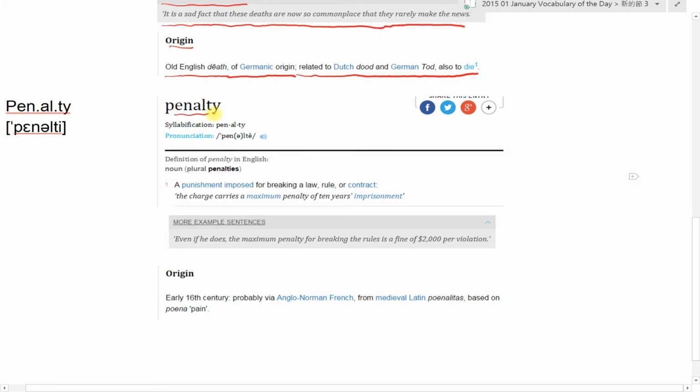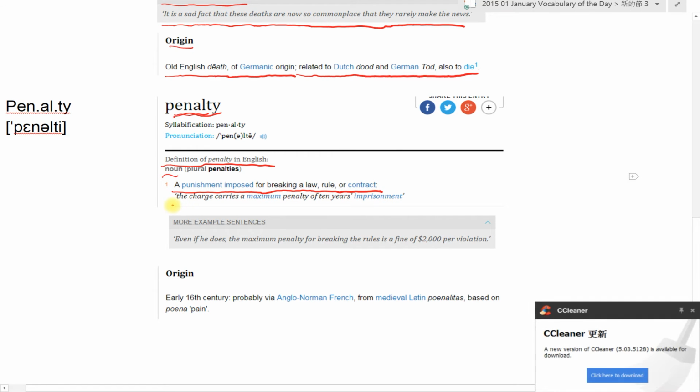Penalty, penalty. Definition of penalty in English. Noun: a punishment imposed for breaking a law, rule, or contract. The charge carries a maximum penalty of 10 years imprisonment.